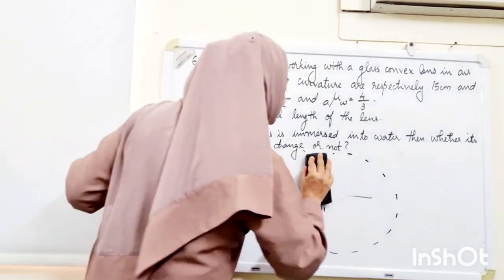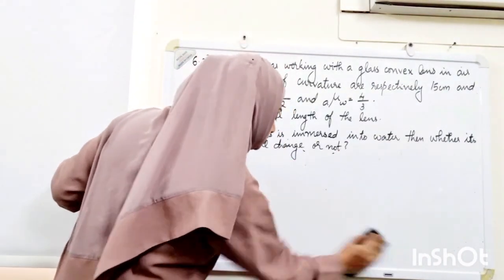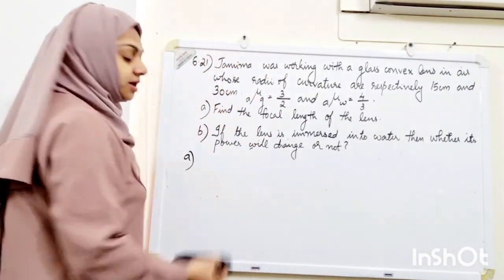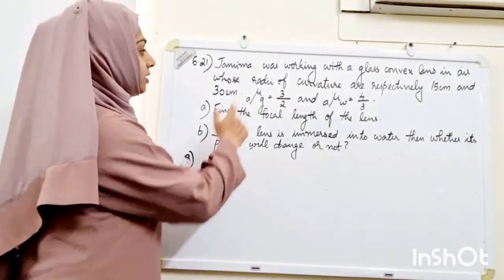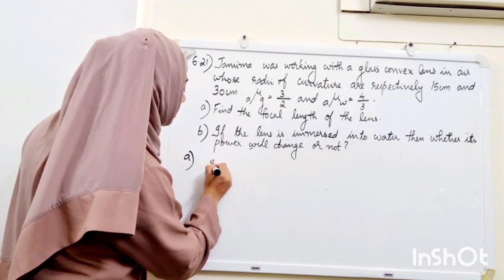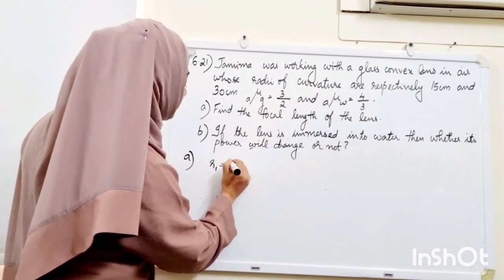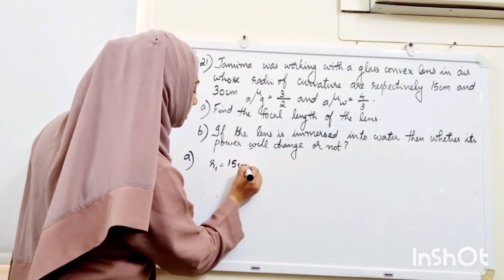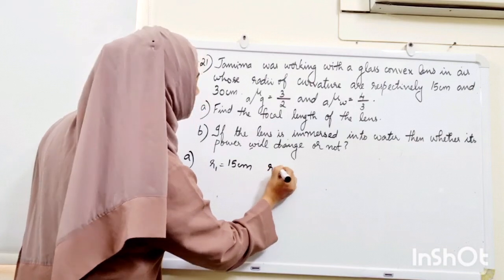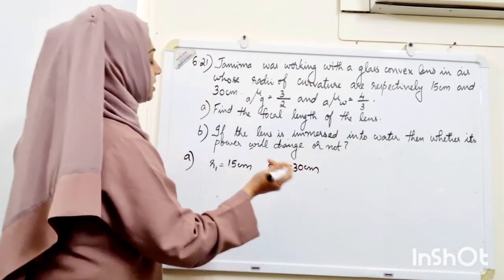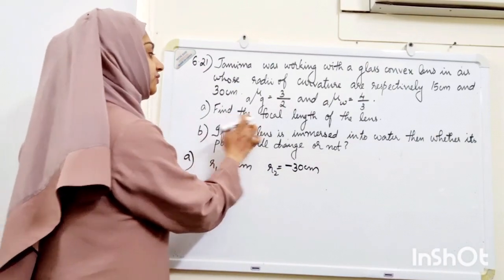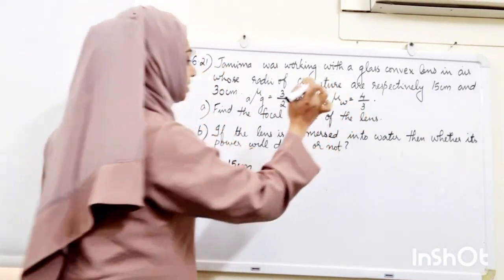So let me rub this part. I hope this is clear to you. And if you have any doubt regarding that sign convention, see the class. So I have R1 is equal to 15 centimeter and R2 I am taking it as negative is equal to minus 30 centimeter. Now for A, we want to find the focal length of the lens.